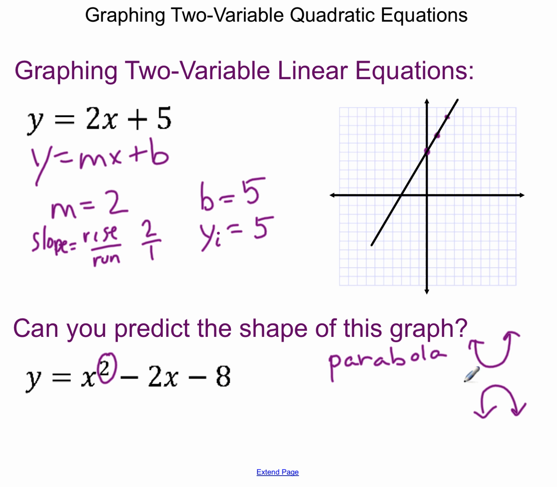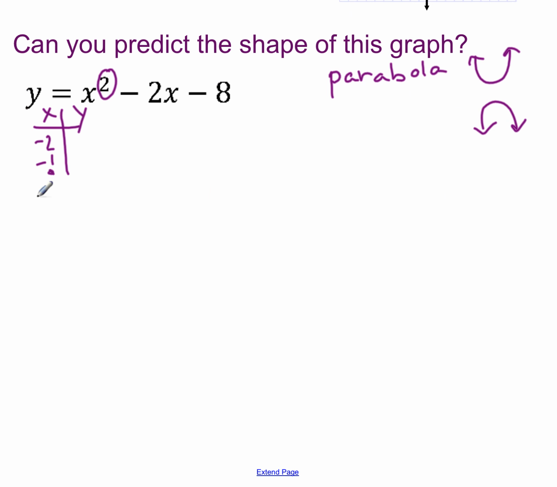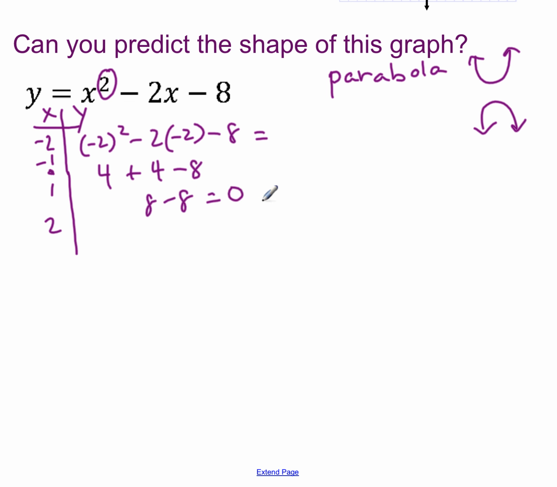However, if you were asked to, let's say you took a test somewhere else that had nothing to do with HILA, and somebody asked you to graph this. You could do it. You could always make an x and y chart, put in some values, -2, -1, 0, 1, 2. Plug in the value -2, make it so it's -2 squared minus 2 times -2 minus 8. You get 4 plus 4 minus 8. You get 8 minus 8. You get 0. So you actually have the point -2, 0.